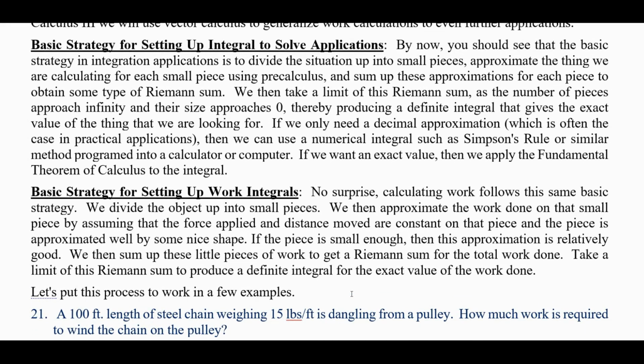So here's our first example. A 100 foot length of steel chain weighing 15 pounds per foot is dangling from a pulley. So there's a pulley up 100 feet above the ground or more, and 100 feet of chain is hanging down from it. And we're going to wind it on this pulley, maybe like on a winch. How much work is done in pulling that chain up to the level of the pulley?